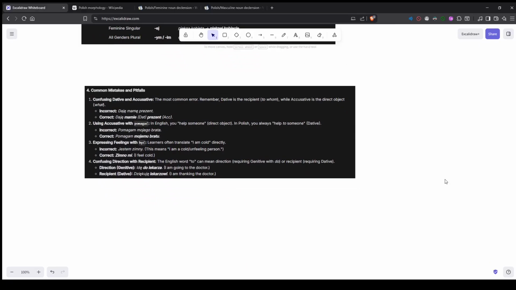So the last thing is some common mistakes and pitfalls. Of course, it's confusing dative and accusative. The most common error: remember that dative is the recipient, so to whom, while accusative is the direct object, so what? So you have to remember the X, Y, Z. Y is accusative and Z is dative, okay?